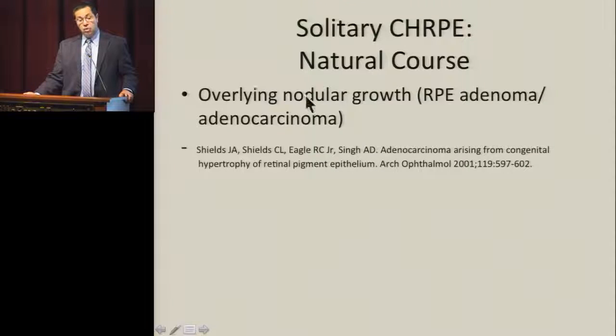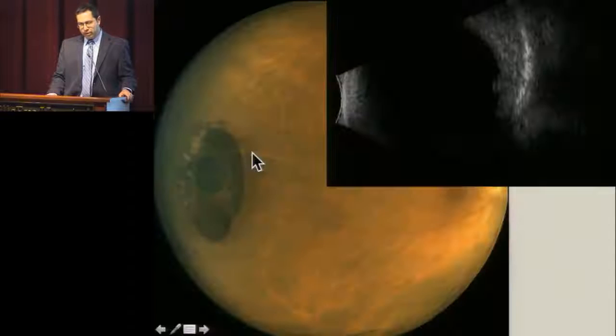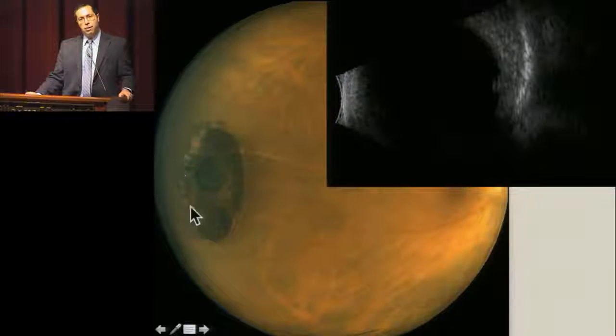They can also cause nodular growths on top of them. These nodular growths, I told you about RPE adenomas that they can develop over CHRPE. It's the same thing. You can develop RPE adenomas. Again, this was first described by Dr. Jerry Shields here. So this is a CHRPE, and look at this round thing on the surface. This is the RPE adenoma developing there.